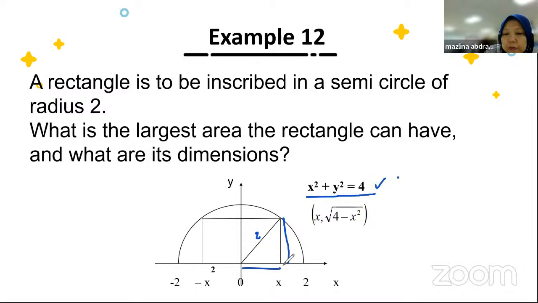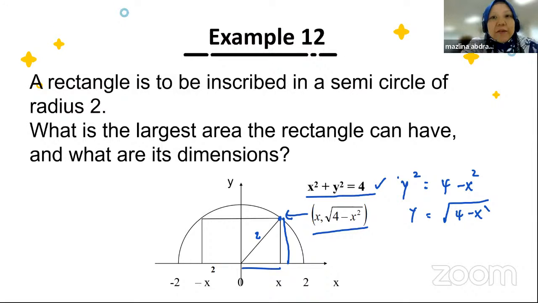So from here, kalau kita tahu dekat this point, this is x. So definitely your y become square root of 4 minus x square. Manipulate lah ni. Right, so y square is actually 4 minus x square. So y is equivalent to square root of 4 minus x square. Ini yang kita dapat from apa yang dia bagi ni. This is the coordinates of this point. Okay.